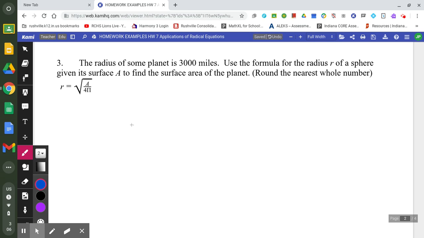So number 3, the radius of some planet is 3,000 miles, and that goes with radius. Use the formula for the radius of a sphere given its surface area A to find the surface area of the planet. And we're going to round to the nearest whole number. So my formula is already written here. The radius I am given, so I'm going to put 3,000 in for the R. Square root. I am not given the area. And on bottom, that is supposed to say 4 pi.